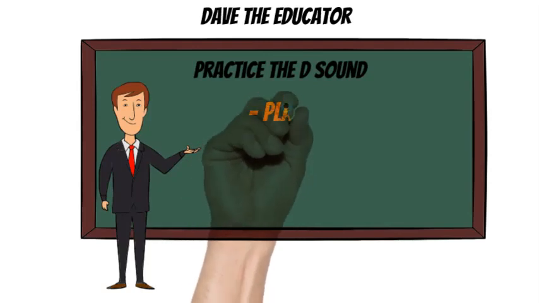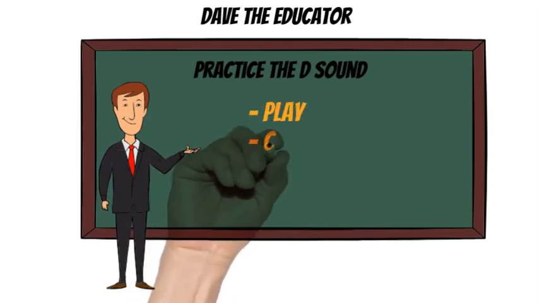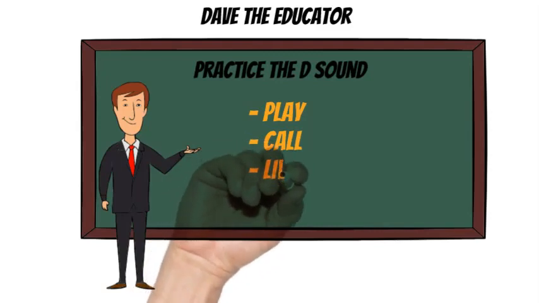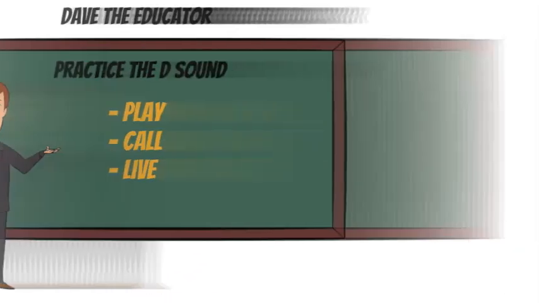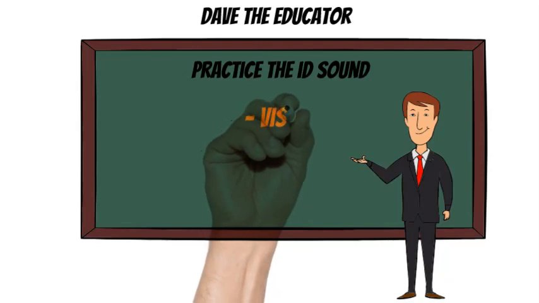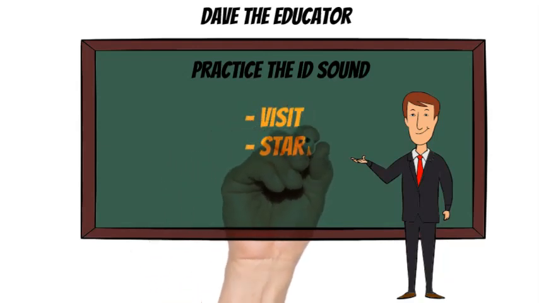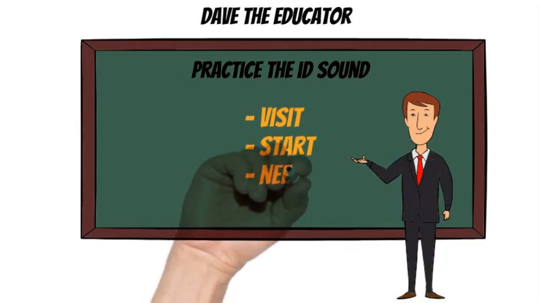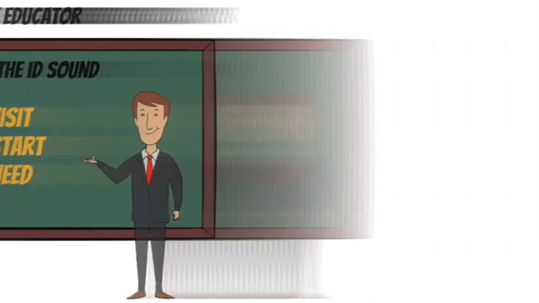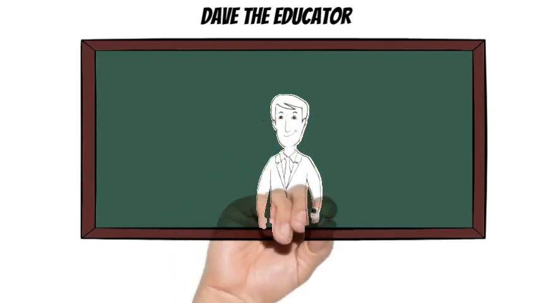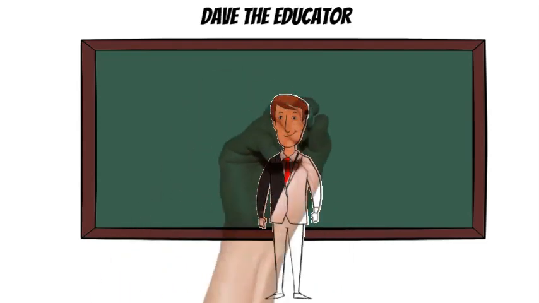Let's try some more. Say these verbs in the past tense: play, call, live. And finally, these verbs: visit, start, need. Great job! Now you know how to pronounce regular past tense verbs. Keep practicing and you'll get even better.